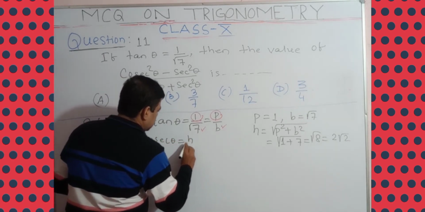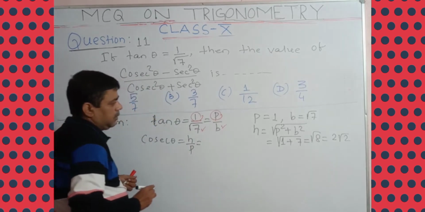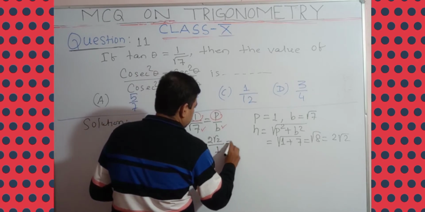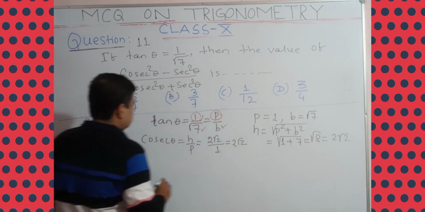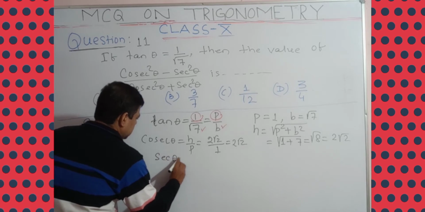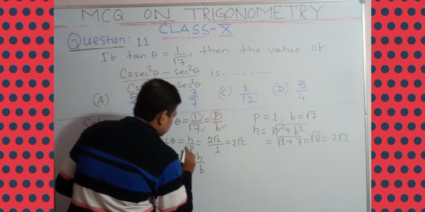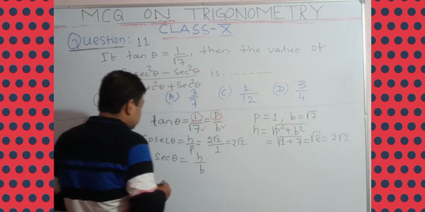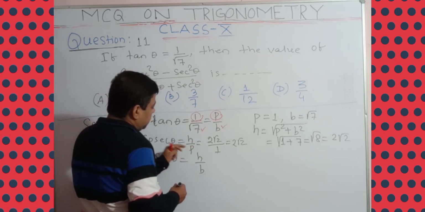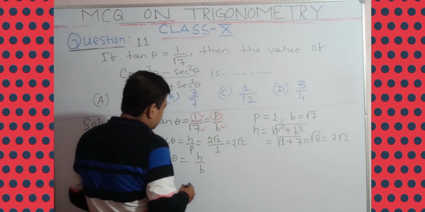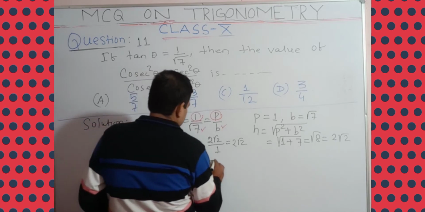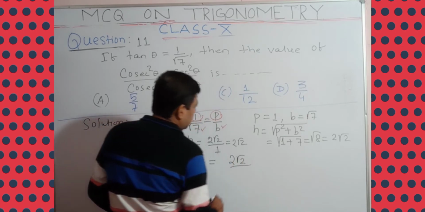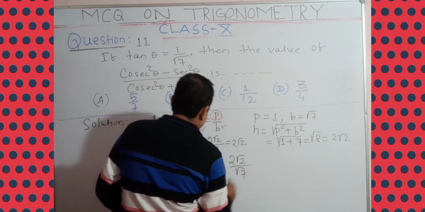Cosec theta is what? H upon P. Here hypotenuse is 2 root 2 and perpendicular is 1, so cosec theta is 2 root 2. And sec theta is equal to H upon B, hypotenuse by adjacent side. Here cosec theta is H upon P and sec theta is hypotenuse by base. So hypotenuse is 2 root 2, and what is the value of base? Base is root 7. Understand?